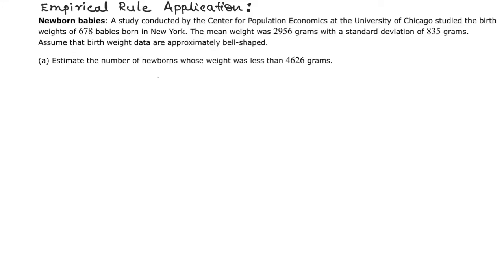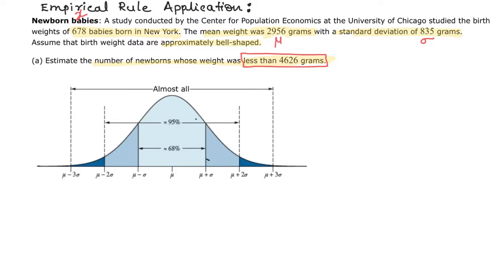This is an example of application of the empirical rule. A study was conducted on the birth weights of 678 babies born in New York, with a mean weight of 2956 grams and a standard deviation of 835 grams. Assume that the birth weight data are approximately bell-shaped. We need to estimate the number of newborns whose weight was less than 4626 grams. Since the data are approximately bell-shaped, we can apply the empirical rule.